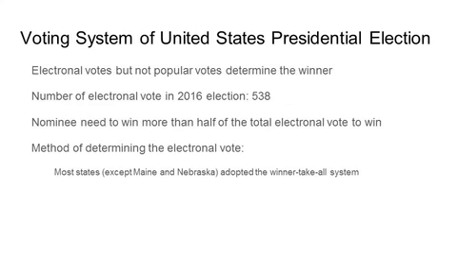So we need to know about the voting system of the United States presidential election. In the 2016 election, there are 538 electoral votes, and electoral votes determine the winner of the presidential election, not the popular votes. The nominee needs to win more than half of the total electoral votes to win. That means 270 votes to win the election.